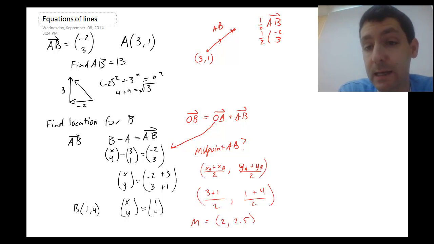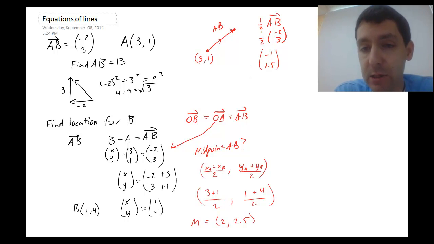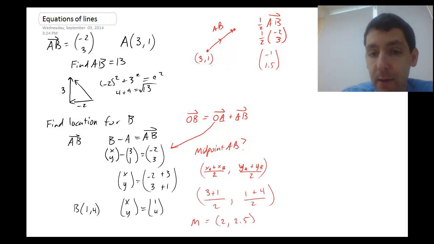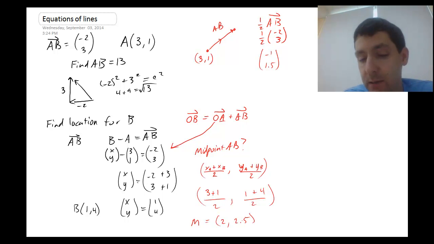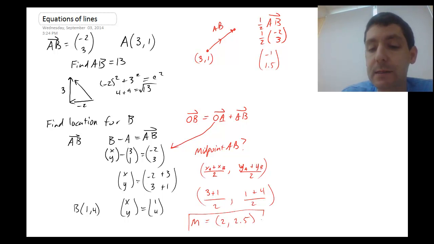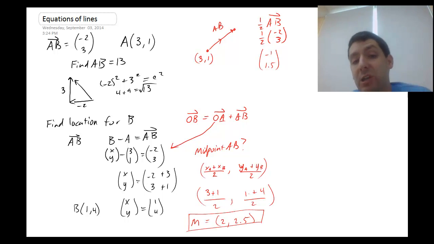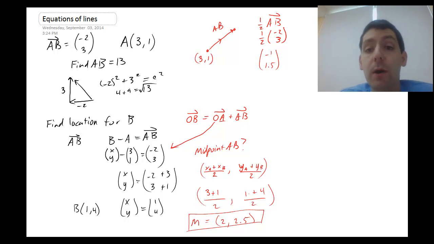And here we get to see our scalar multiplication of a vector. And so we get (-1, 1.5). Sorry, not a fraction. So that would be half of AB right here. And so then you can just take the (3, 1) and add the (-1, 1.5). So 3 minus 1 would give us 2, and then 1 plus 1.5 would give us 2.5. And so again, we get the same midpoint one way by actually just looking at the points, and one way by thinking about it as a vector from A to B.